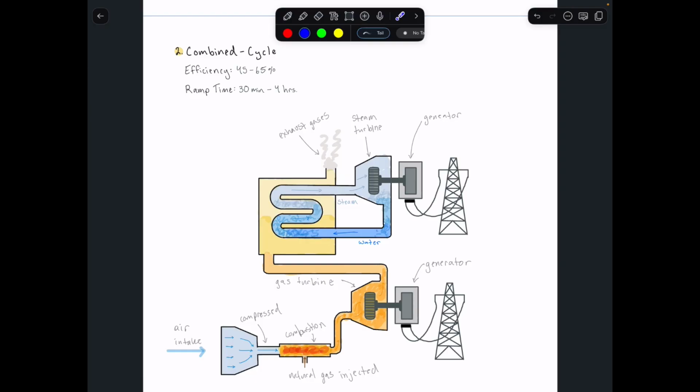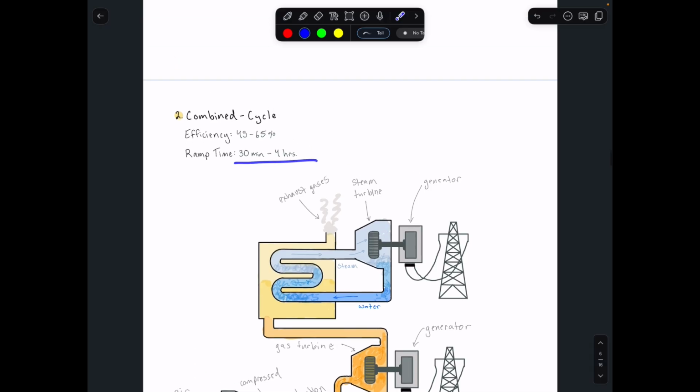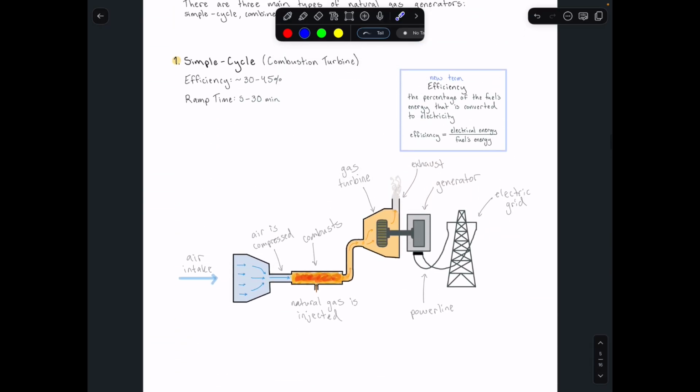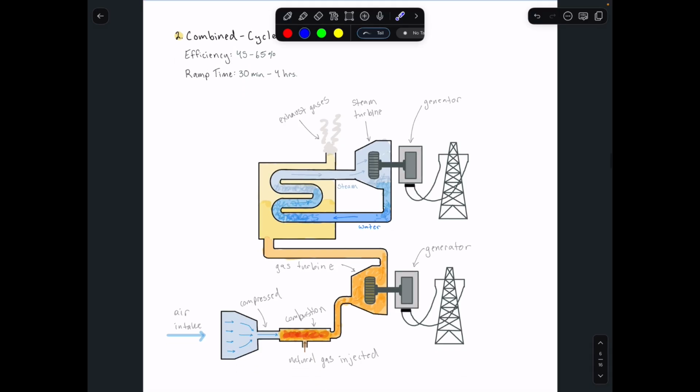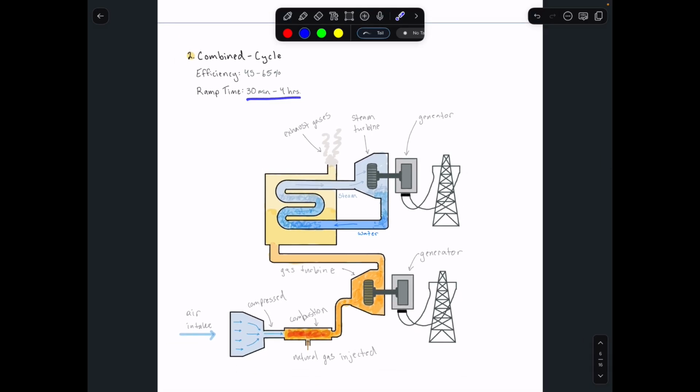Now, where the disadvantage mainly comes in is the ramp time. So up here, the simple cycle plants are able to change their power output in approximately 5 to 30 minutes, whereas a combined cycle power plant typically takes 30 minutes to 4 hours to change its output. So those are some of the trade-offs.